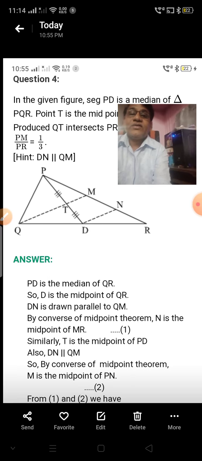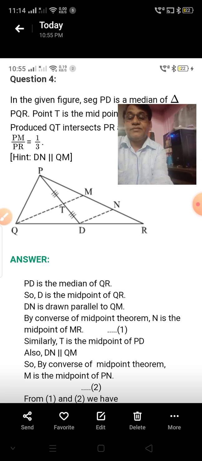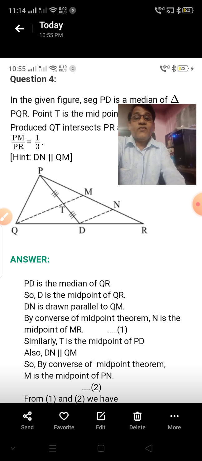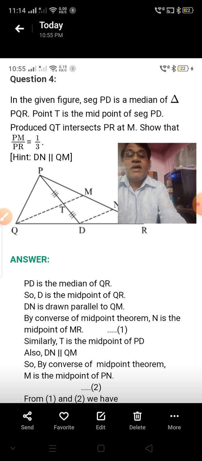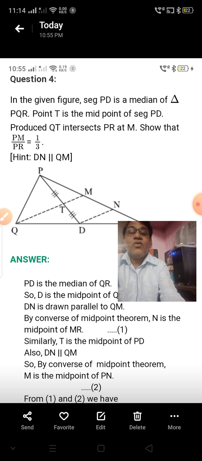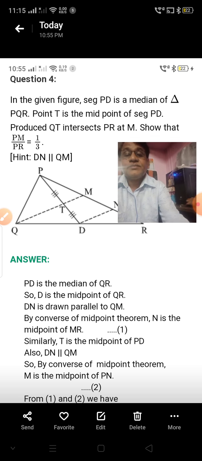Now come to the next. Question number 4. In the given figure, segment PD is a median of triangle PQR. PD is the median and T is the midpoint of segment PD. Produce QT to intersect PR at M. Show that PM by PR is equal to 1 by 3. So how to prove this now?